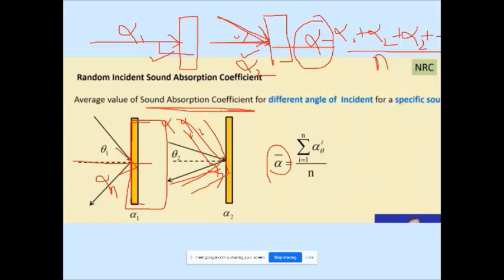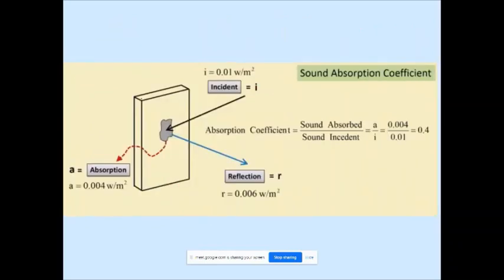Because if we are designing a library or auditorium and using sound absorbing panels, obviously sound energy will be hitting from any angle, from different angles, right? So this is the average sound absorption coefficient. Now again, the description of the same thing in a different way.